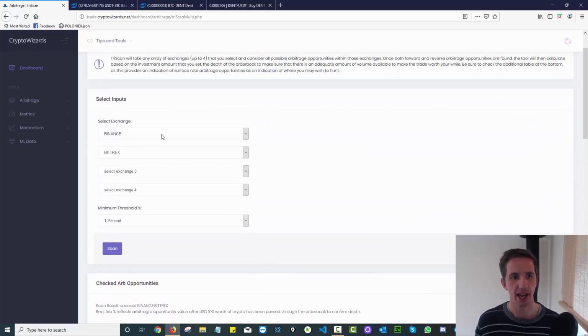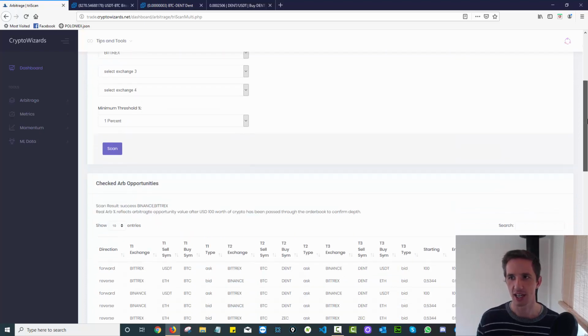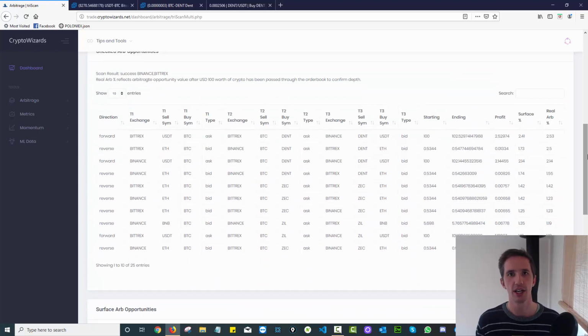And then I've gone to the top and I've selected across the two exchanges that really appealed to me, Binance and Bittrex. I've selected those and told the tool to just go and scan those exchanges here now so that I can walk you through triangular arbitrage in real time.